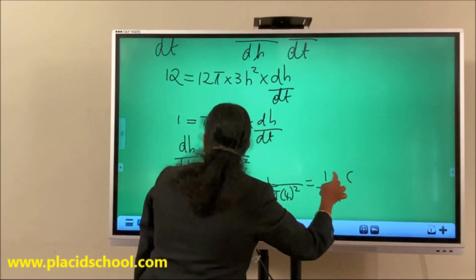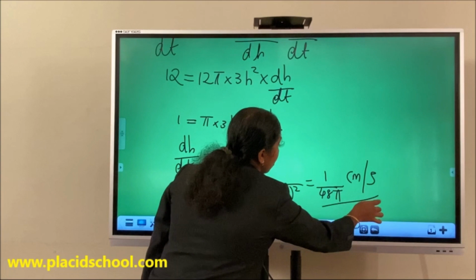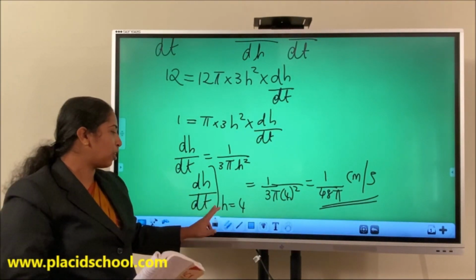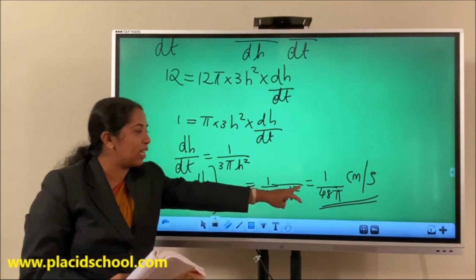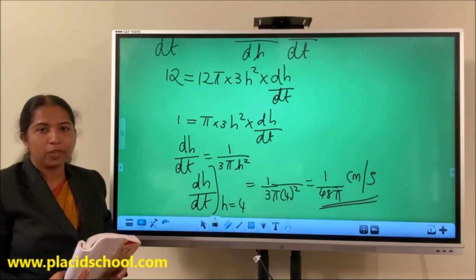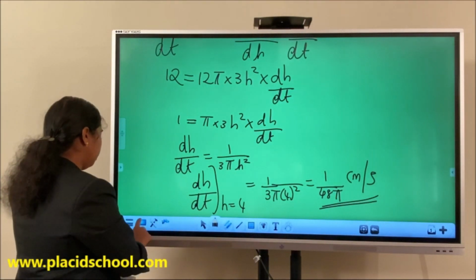Height unit is centimeter and volume is changing with respect to time, which is in seconds. So the rate of change of height with respect to time when height is equal to 4 centimeters is 1/(48π) centimeter per second. Okay. Now moving on to the 13th question.